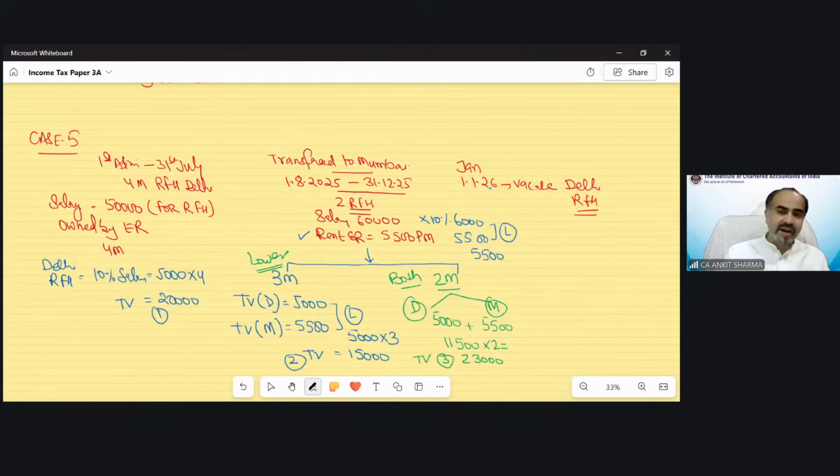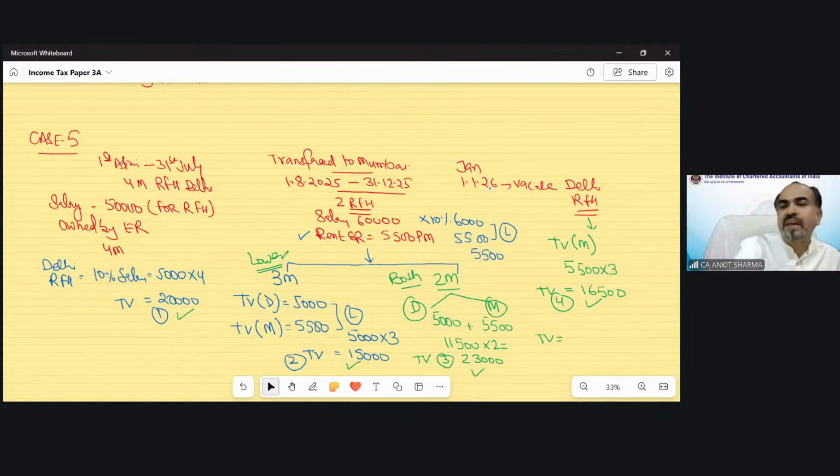So this is just calculation we are doing. There's nothing new provision. Now from January onwards, the taxable value would be only Mumbai taxable value, which is 5,500 into 3. 16,500 would be taxable value number 4. So if you add all these values, 20,000, 15,000, 23,000 and 16,500, that would be the taxable value for rent-free house in aggregate. So you can see case number 5 is having no new provision. It's just a situation that if you have 2 rent-free houses, then how to calculate which rent-free house value for the purpose of salary calculation. I hope it's clear. You can take the screenshot of this kind of question.